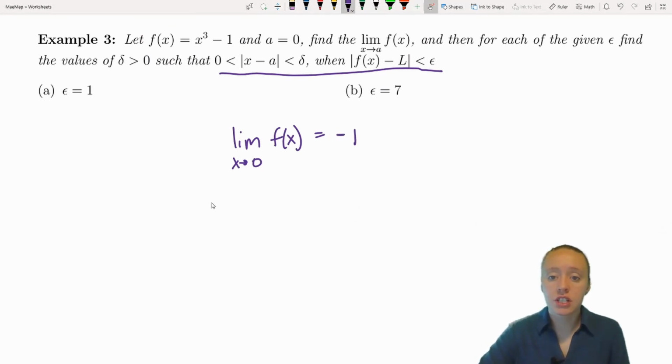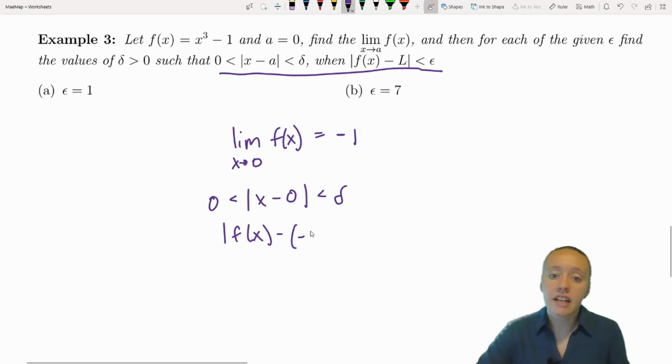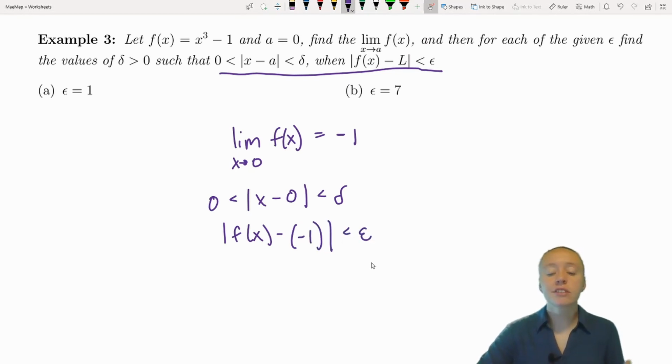Now I'll fill in those conditions. If 0 is less than the absolute value of x minus a, which is x minus 0, which is less than delta, then we have the absolute value of f of x minus L, which is -1. So we'll have minus that -1 is less than epsilon. And feel free to rewrite minus that -1 as adding 1.